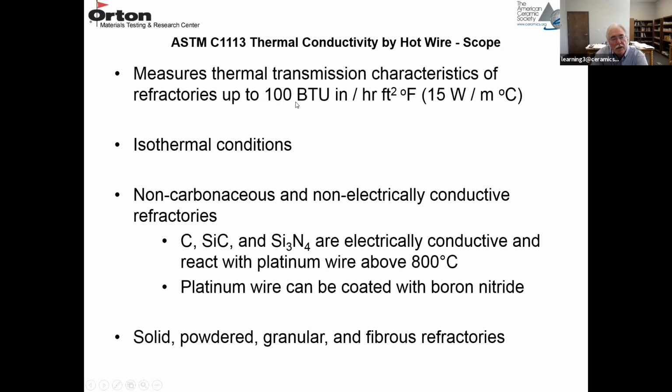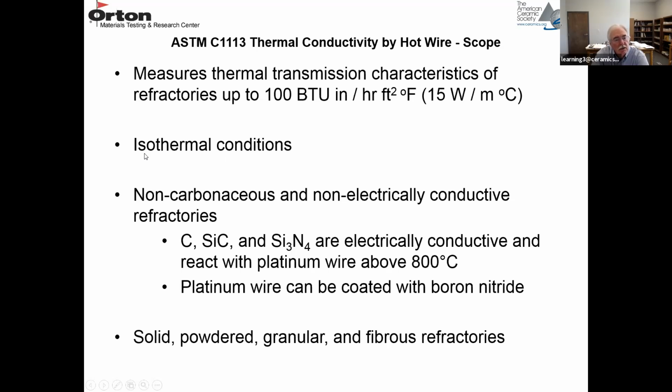And if you remember, the water calorimeter is a mean temperature measurement. So it's measuring the thermal conductivity of a material in a steep thermal gradient. You have a thickness of 2 or 3 inches, a furnace on one side, and a water calorimeter on the other side. So you have a steep thermal gradient, and you get a mean thermal conductivity.